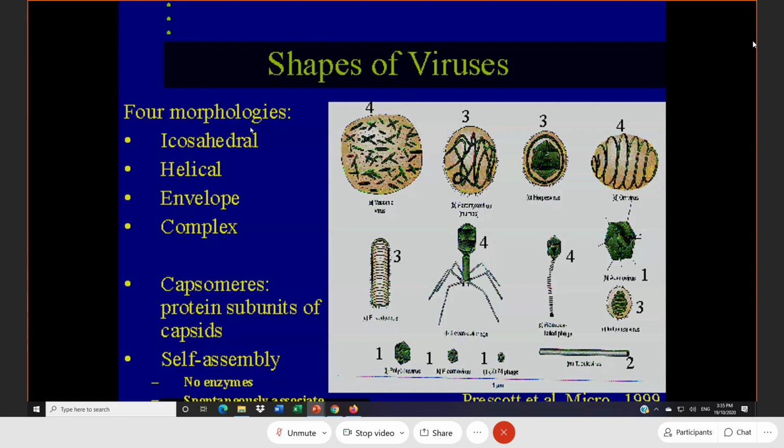So there are 4 different morphologies of virus. Icosahedral, which you have seen just now. Helical, a cable-like structure. Envelope, and complex. Complex normally relates to the big viruses. Okay.